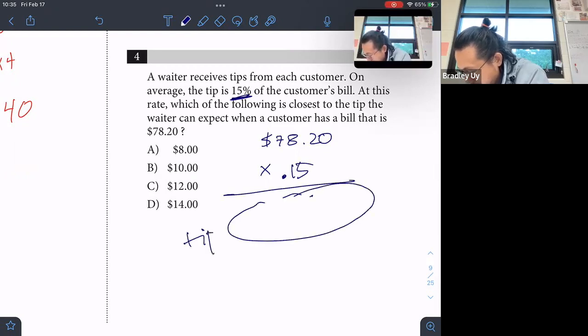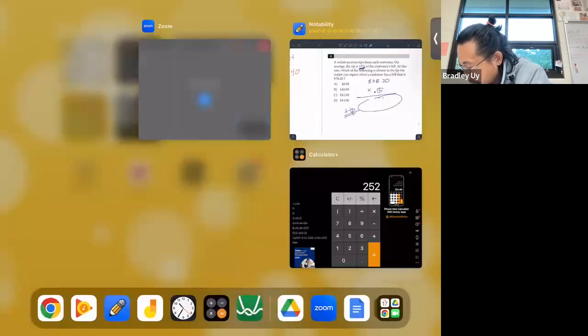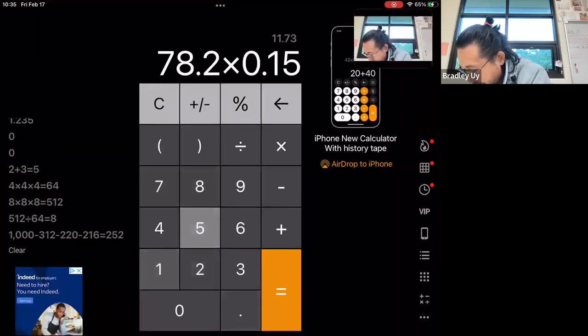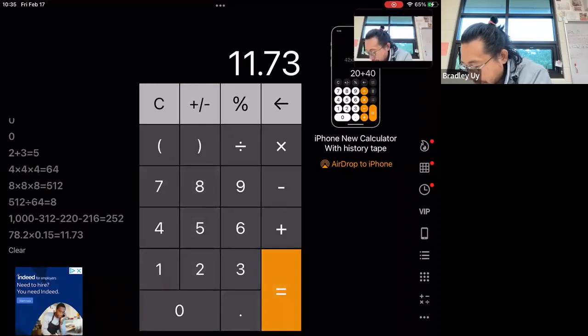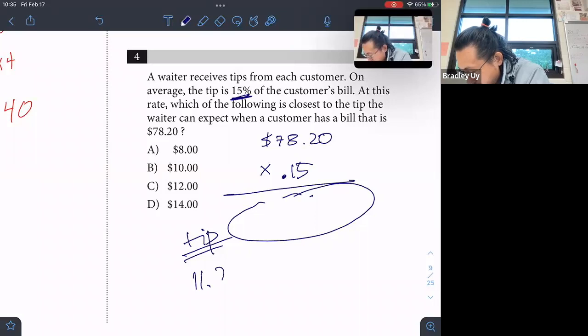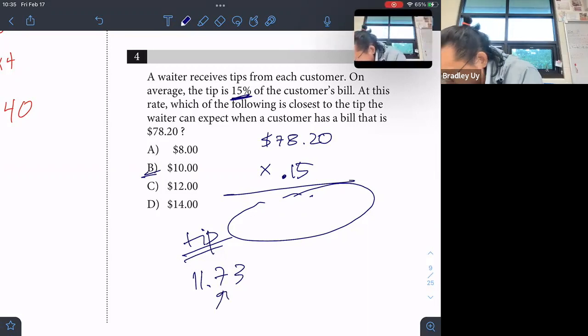This will only be the tip. That's not the total you're going to pay. At this rate, which of the following is closest to the tip? That is what they're asking for. Okay, so you take 78.2 times 0.15, and you will get 11.73. 11.73 is closest to 12. It's kind of close to $10, but it is much closer to $12. It's only 27 cents away from $12. So the right answer is C. Okay, moving on.